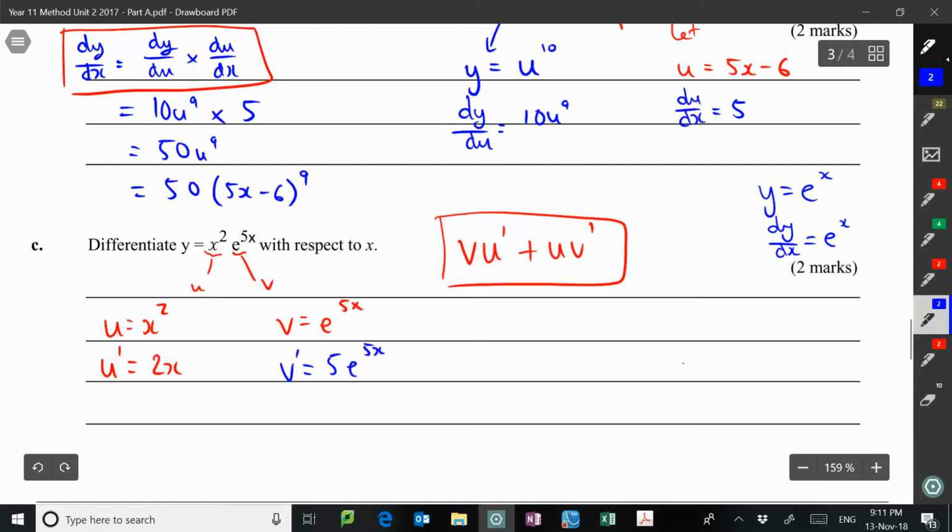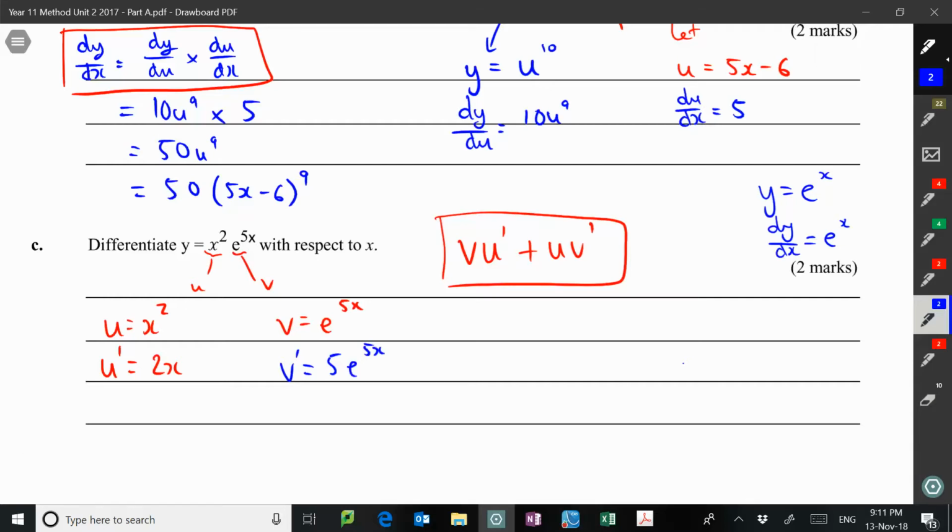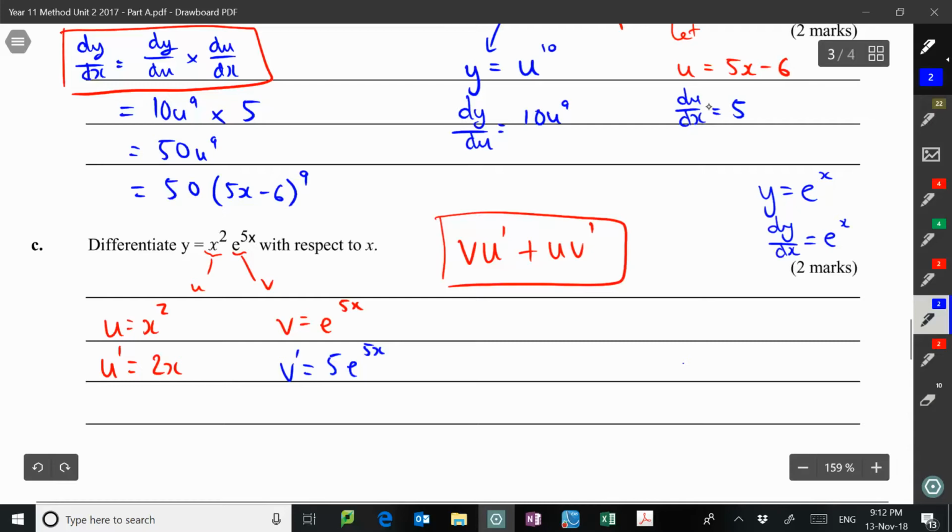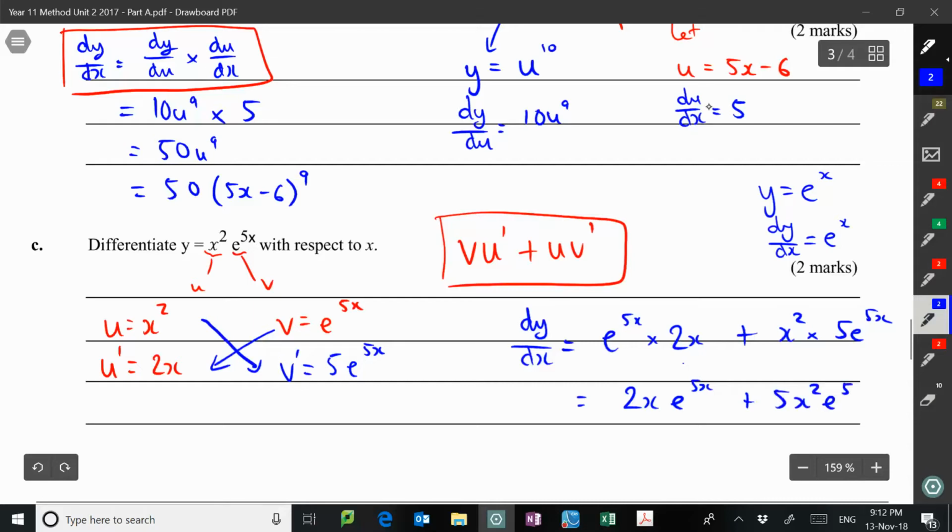Now that I've got v and v dash, u and u dash, according to the rule, dy dx, using product rule, is v u dash, which is e to the 5x multiplied by u dash, which is 2x, plus u, which is x squared, multiplied by v dash, 5e to the 5x. Rewrite it as 2xe to the 5x. I like my numbers at the start and pronumerals next. Plus 5x squared e to the 5x.